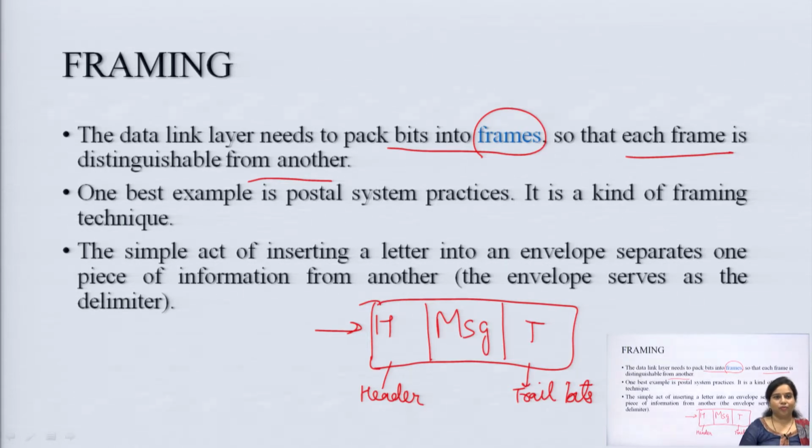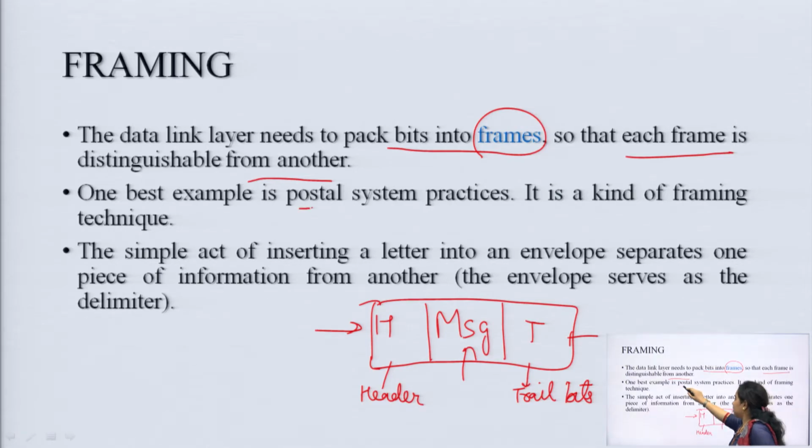What kind of information will the header consist of? The header will consist of the synchronization information, the source address, the destination address, and the logical address. This is the information the header will be carrying, and it is followed by the original message bits, then by the trail bits. The trail bits signify that the frame has ended over here. This is how the data link layer frame works.